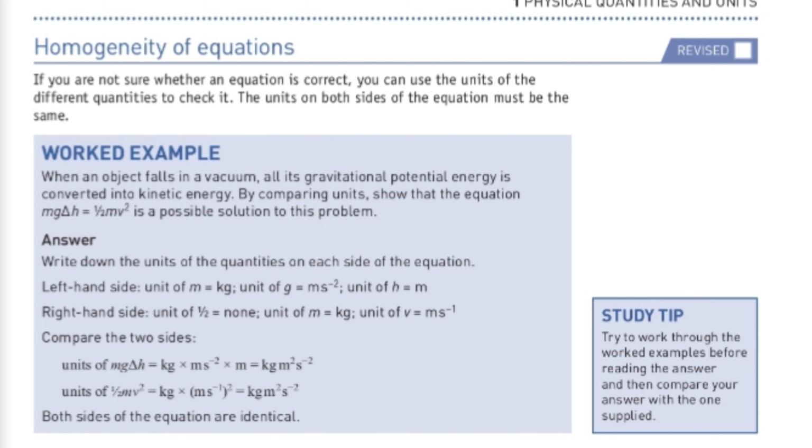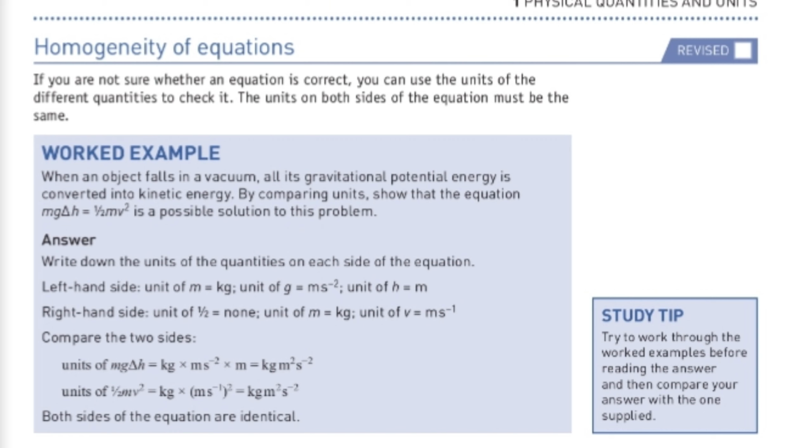one supplied. Worked example. When an object falls in a vacuum, all its gravitational potential energy is converted into kinetic energy. By comparing units, show that the equation mgΔh = ½mv² is a possible solution to this problem. Answer. Write down the units of the quantities on each side of the equation.